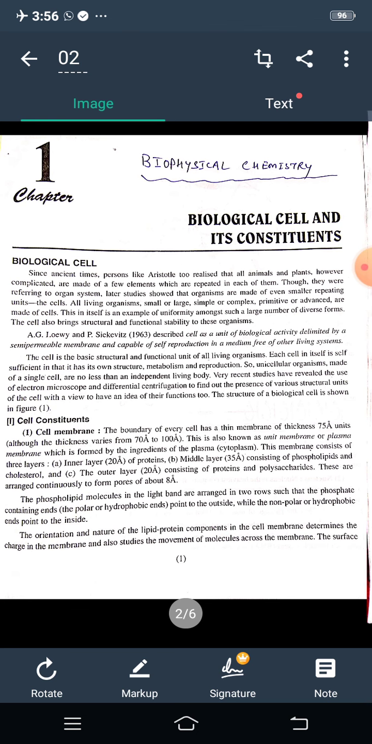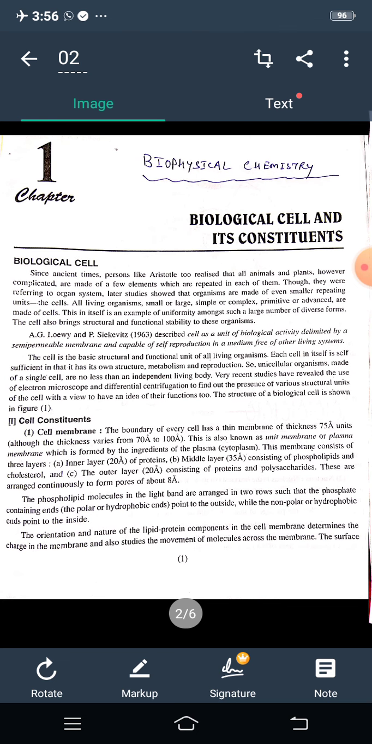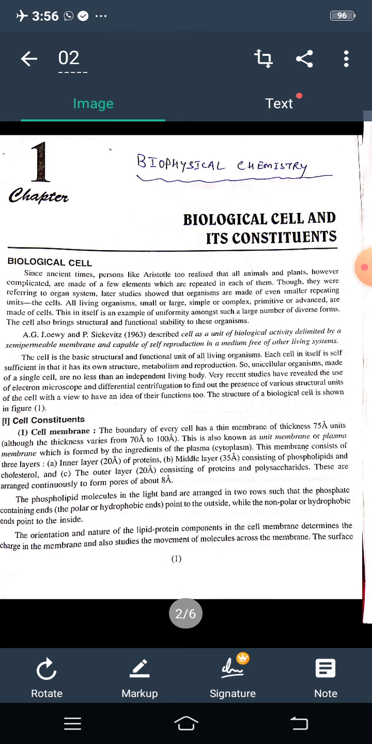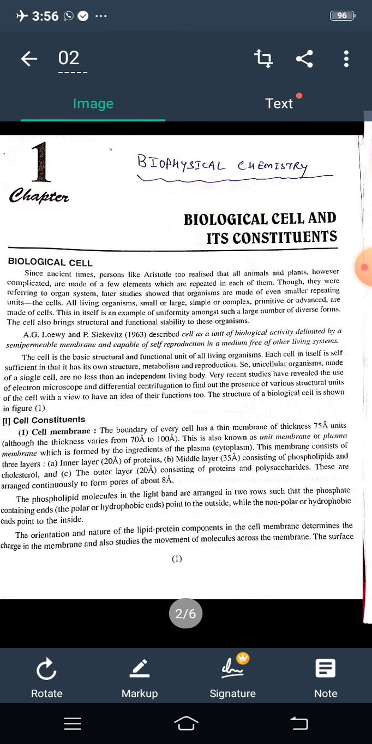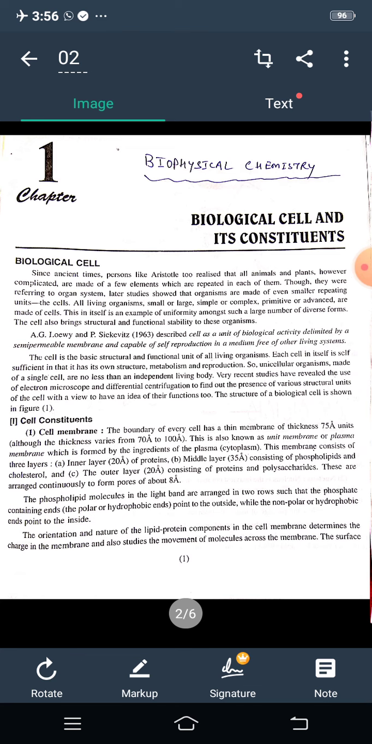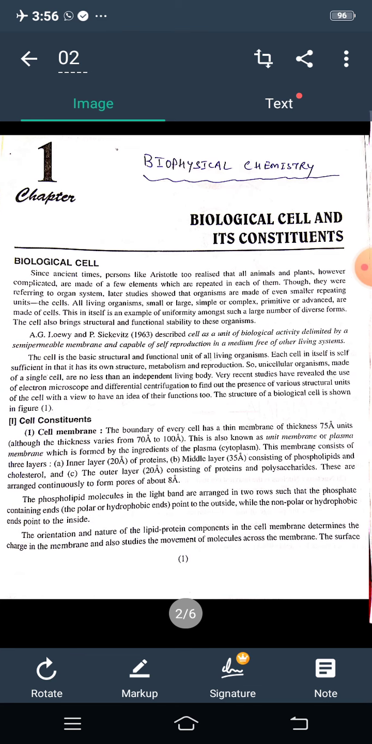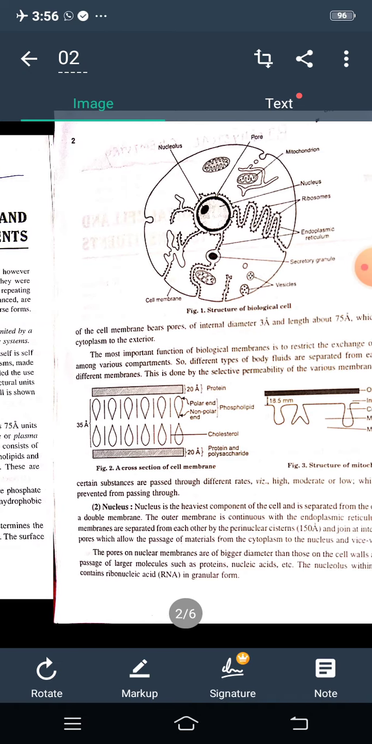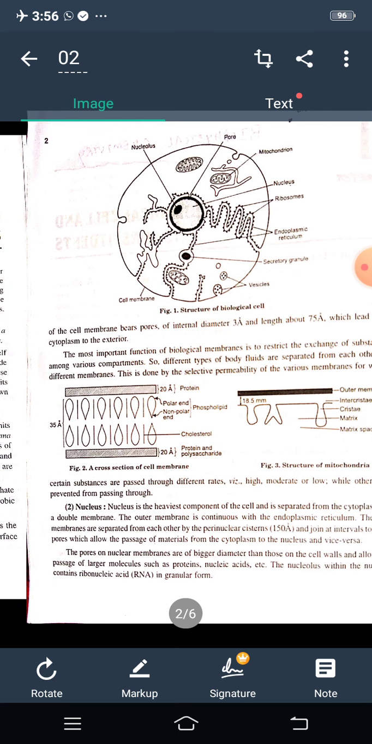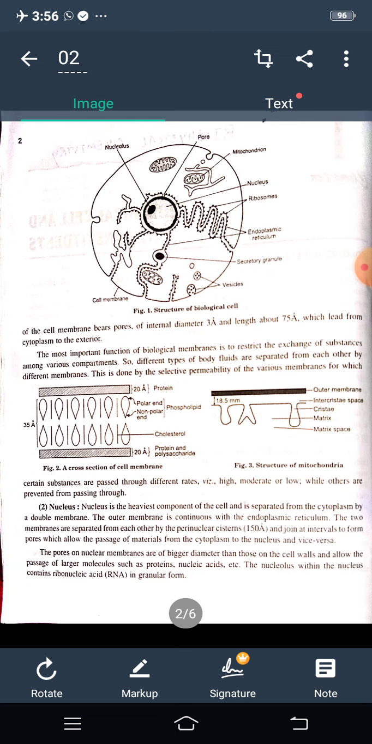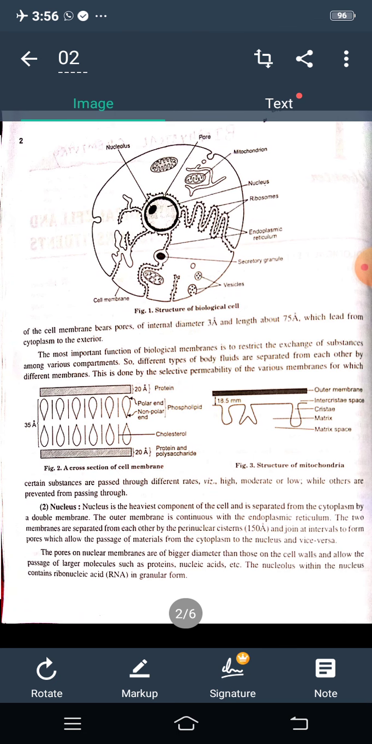The phospholipid molecules in the light band are arranged in two rows such that the phosphate-containing ends, the polar or hydrophilic ends, point to the outside, while the non-polar or hydrophobic ends point to the inside. The orientation and nature of the lipid protein component in the cell membrane determines the charge in the membrane and also governs the movement of molecules across the membrane. The surface of the cell membrane bears pores of internal diameter 3 angstrom and length about 75 angstrom, which lead from the cytoplasm to the exterior.